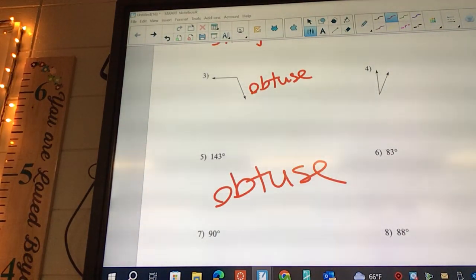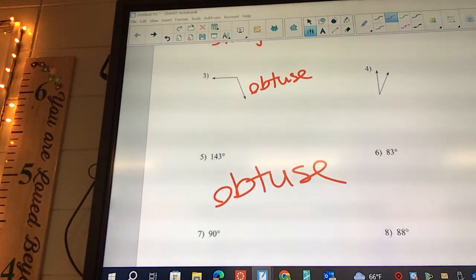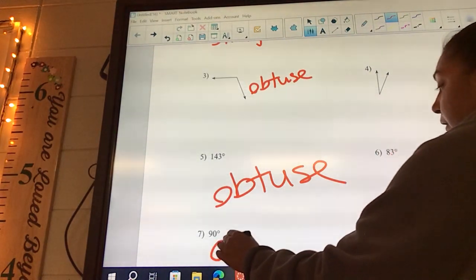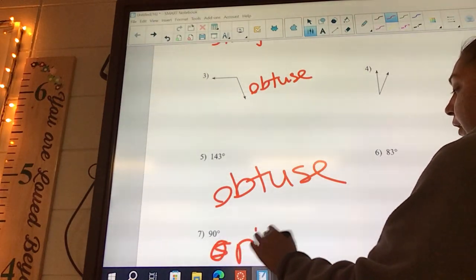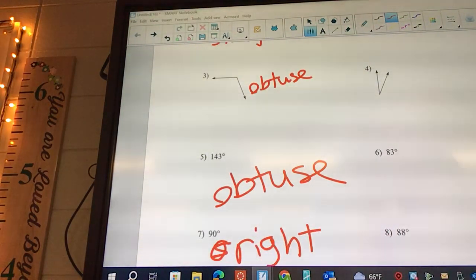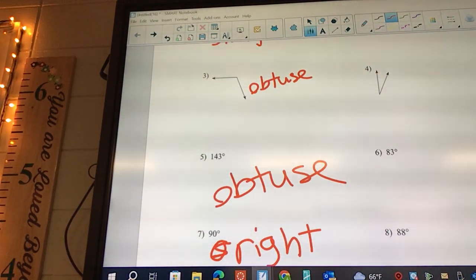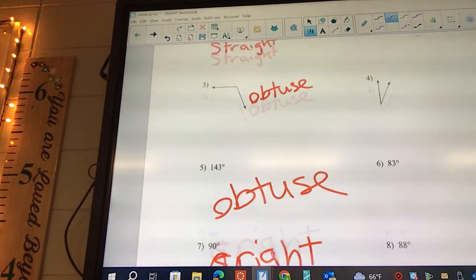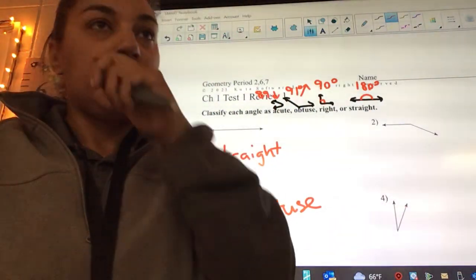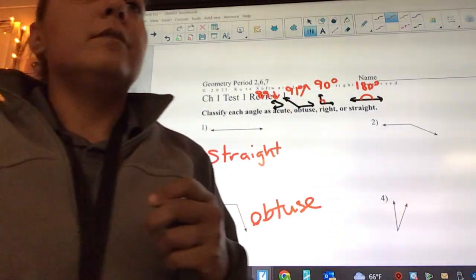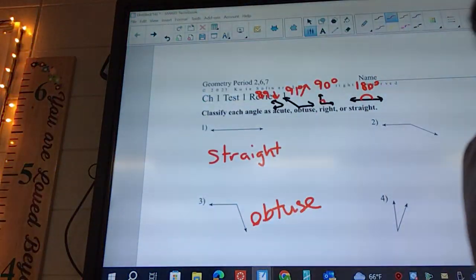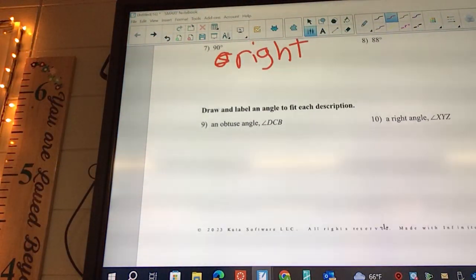Okay, what about 90? All right, so 90 says acute. Or no, he said acute. Look. So maybe you need the numbers. Okay. I'm going to try to be funny.